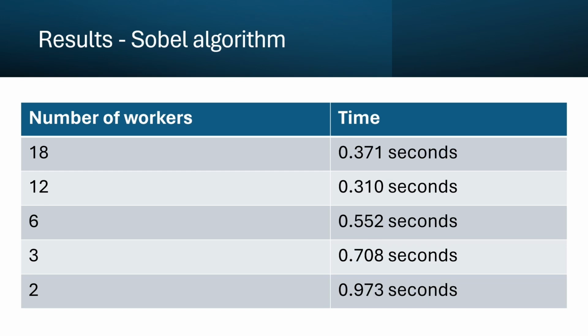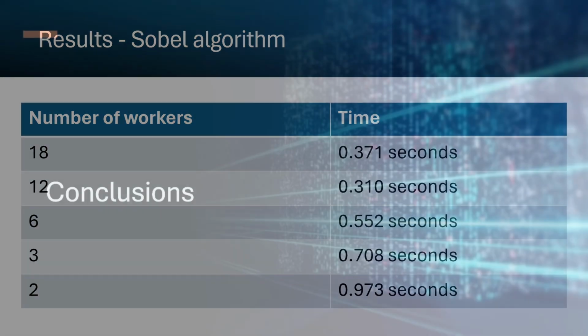In another result, in the Sobel algorithm, you can see the same. The time increases with a decrease in the number of workers. Our results demonstrate the effectiveness of parallel processing in handling large image datasets.